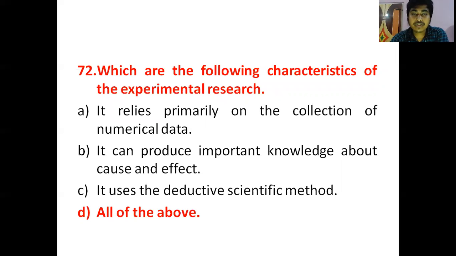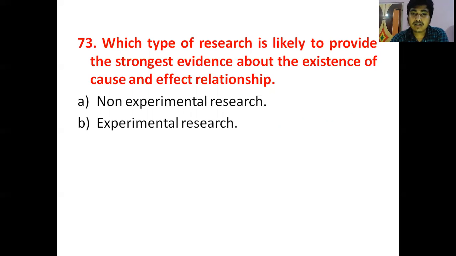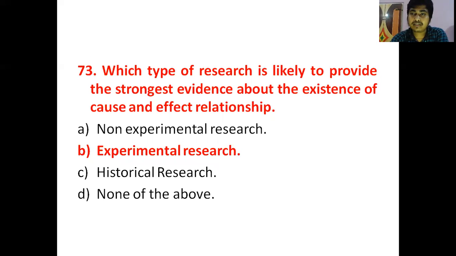The next question is, which type of research is likely to provide the strongest evidence about the existence of a cause and effect relationship? Non-experimental research, experimental research, historical research, none of the above. Our correct answer will be option B, experimental research, because experimental research tests the cause and effect relationship of two variables.